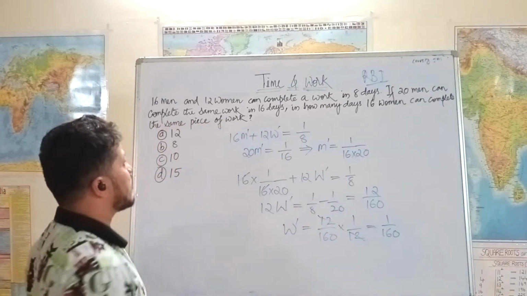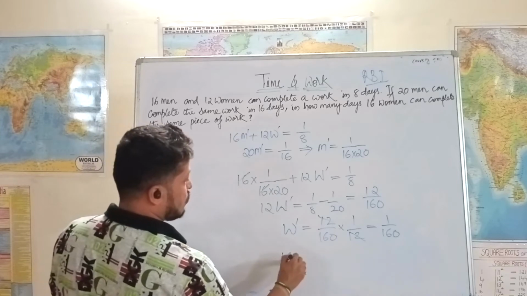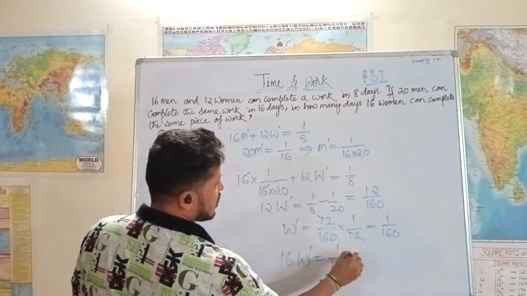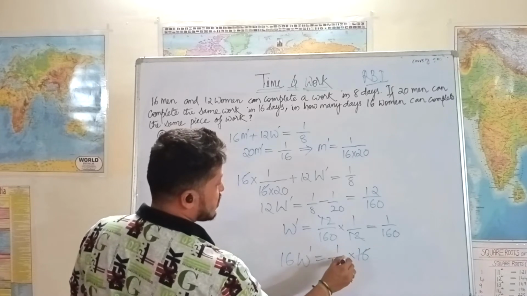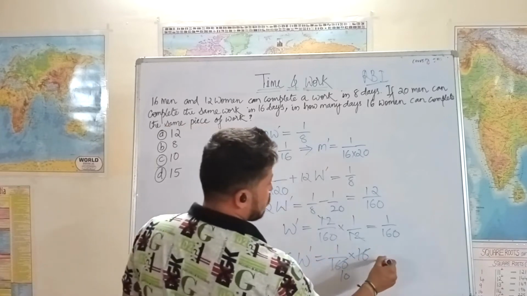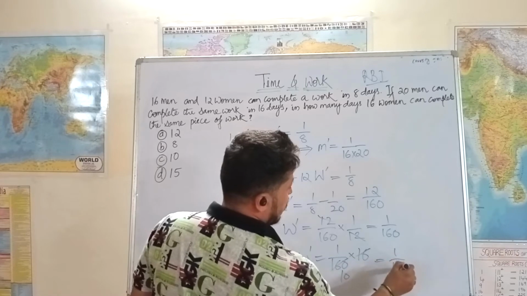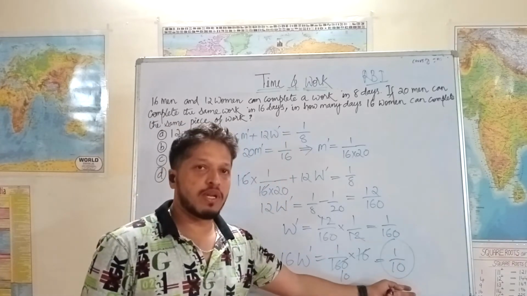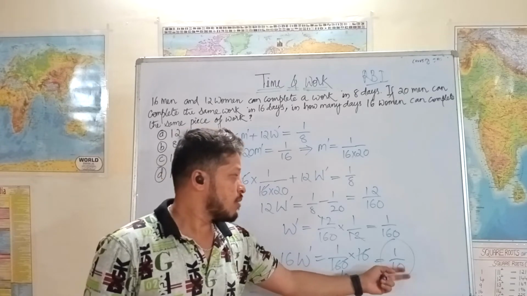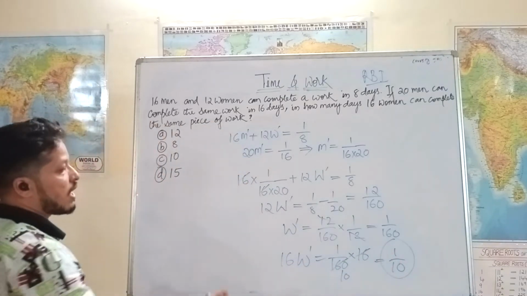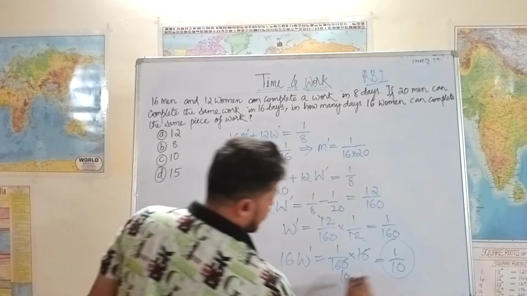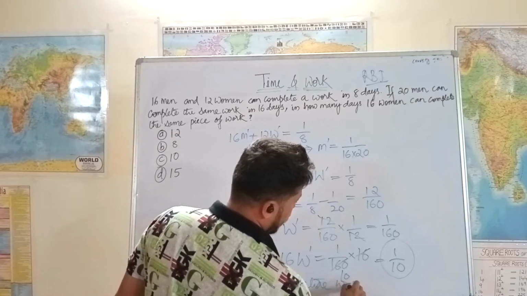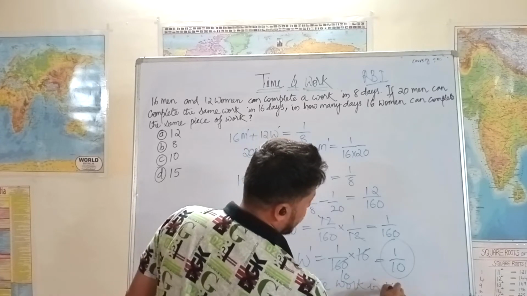So how about 16 women then? 16 women can do 1 by 160 into 16. 16 ones are 16, 16 tens are 160. So for 16 women the efficiency is 1 by 10. That means 1/10 of the work they complete in 1 day. That means in 10 days they can complete the entire work. So they can complete the entire work in 10 days.